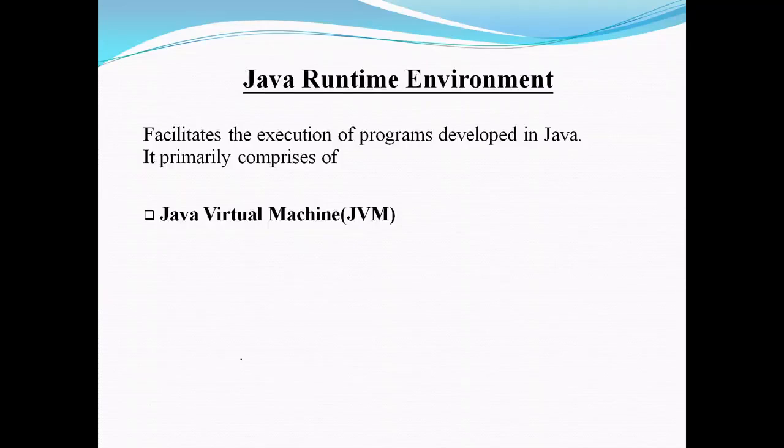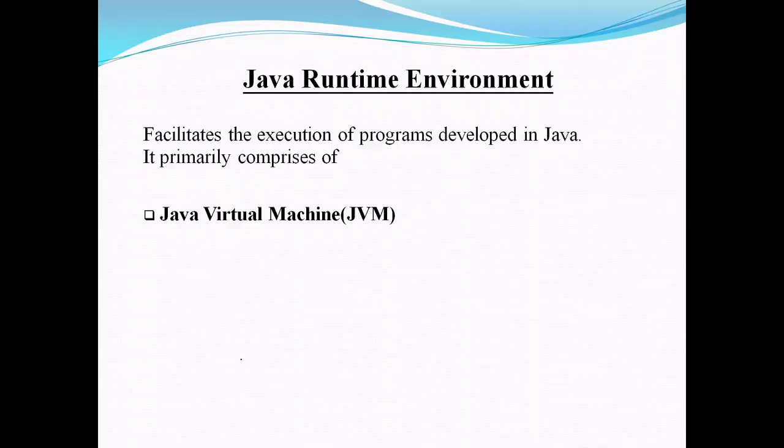The Java compiler converts the source code into bytecode, and that bytecode is actually executed by the JVM, that is the Java virtual machine. It takes the bytecode, converts it into machine code and executes it. Again, the Java virtual machine includes an interpreter using which it converts it into machine code and executes it.